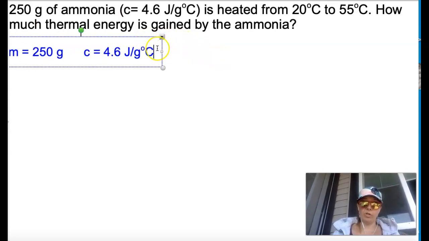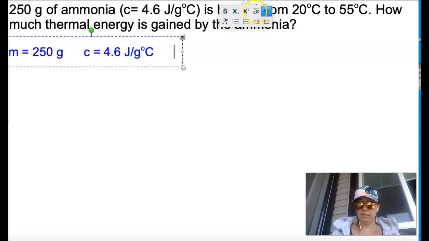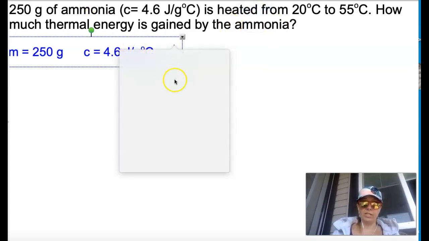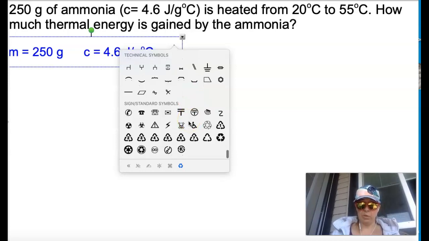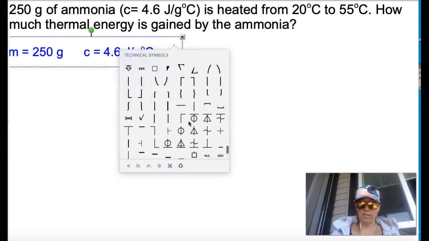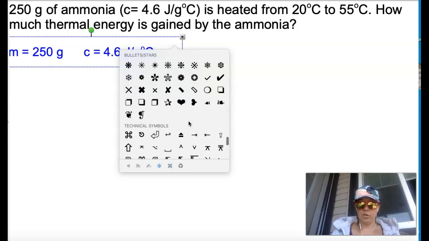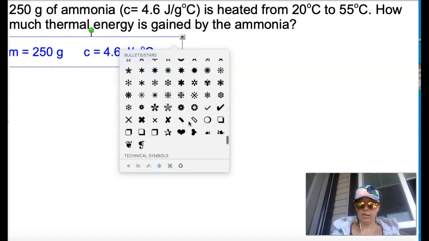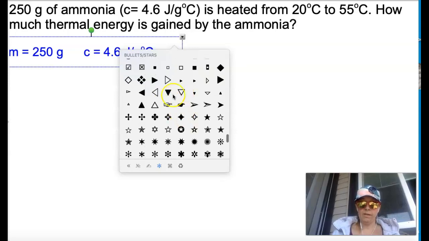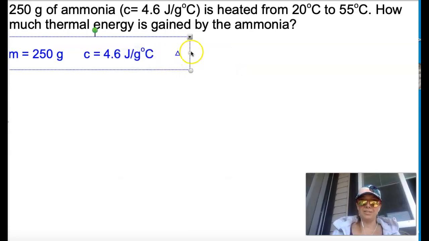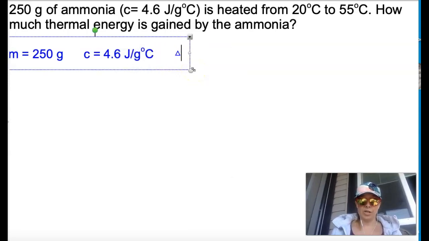So we've got the m, we've got the C, and now we need to input that delta T. Let's see if I can find a delta quickly on this symbol list. Probably not, because it is an awful symbol list. It doesn't actually give you a lot of stuff you want. I just want a triangle. Here we go. I'll use that triangle. Okay, it's a teeny tiny triangle, but whatever.